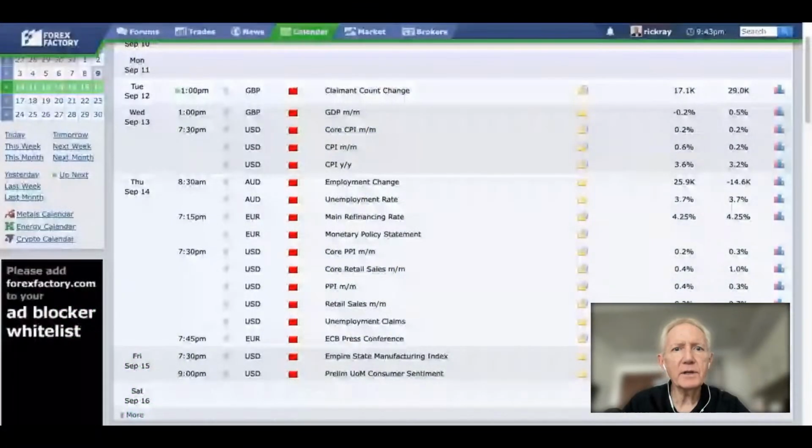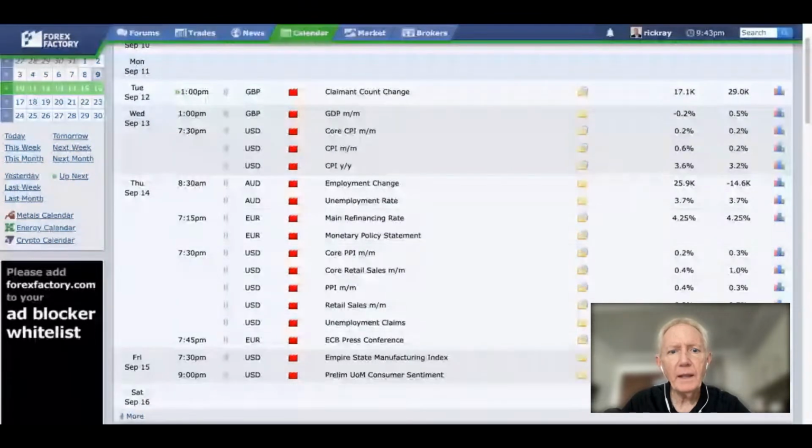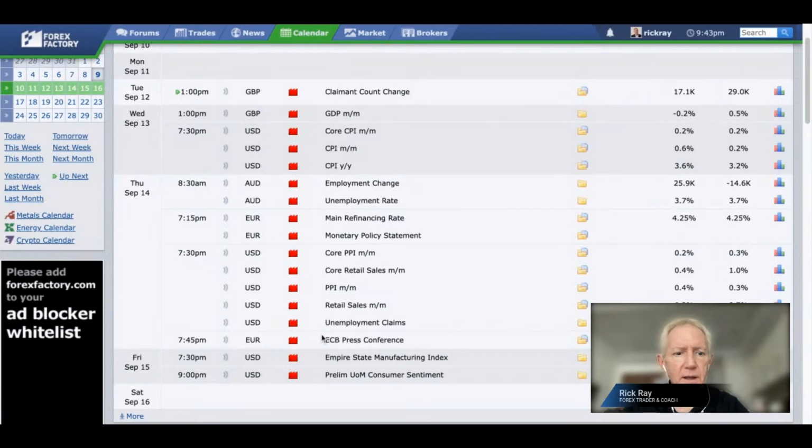Share the screen. The first thing we always look at is forexfactory.com, and we see we have a full week of high impact items. I won't go through each one of these. We have nothing today, which is Monday, but we do have something tomorrow, Tuesday, a little bit on Wednesday, and quite a few items on Thursday, and then a little bit more on Friday.